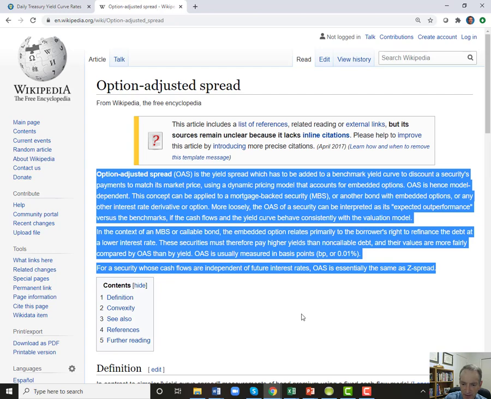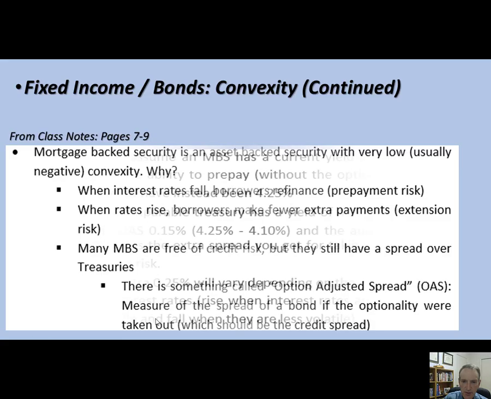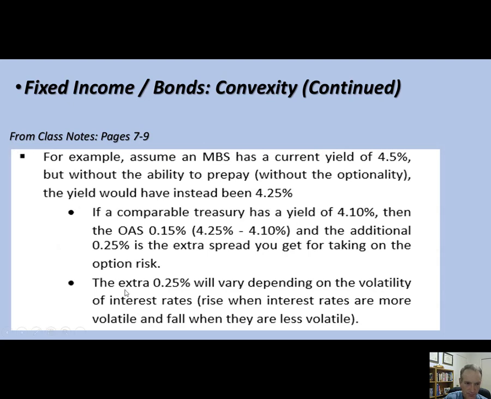All right, so let's jump back to the PowerPoint. So there's option adjusted spread. Here's just a few numbers. So let's say you have a mortgage-backed security that has a yield of 4.5%. But if it didn't have this prepayment, if it didn't let you prepay, it would only be giving you 4.25%. So there's that extra 25 basis points you're getting because of the optionality. A comparable Treasury has a 4.1% yield.